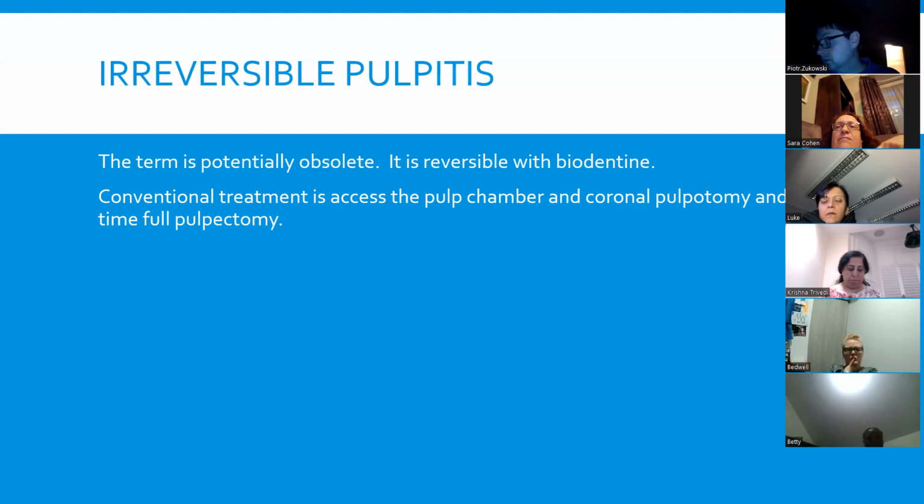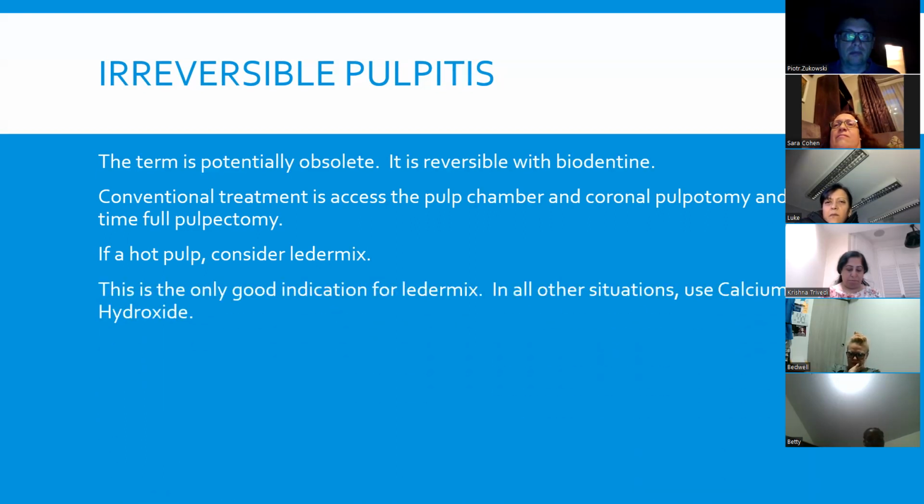But the idea that you only have to go halfway isn't really true. And, you know, yes, there are people that claim it and there are courses that say it, but the evidence I don't think is great. If it's a hot pulp and you can't get in very well, that's where you consider Ledermix. I'd consider more anaesthetic or telling the patient to hold on tight as well, but there's a case for Ledermix here. And this is the only good indication for Ledermix. In any other situation, use calcium hydroxide. But if it's really painful and you can't really clean it out properly, Ledermix could be good.